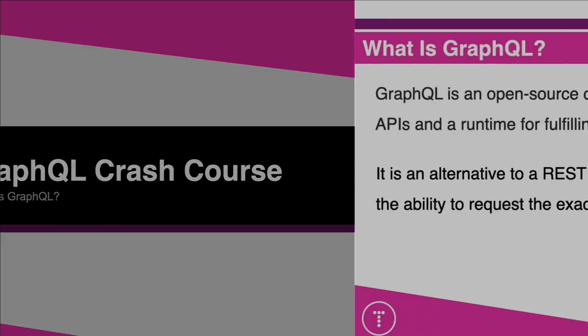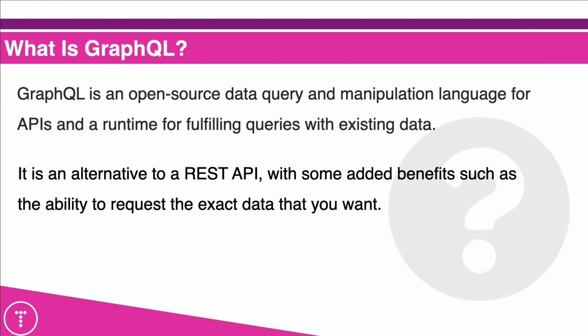All right, so what exactly is GraphQL? Officially, it's an open source data query and manipulation language for APIs, and it's a runtime for fulfilling queries with existing data. I know that's kind of a robotic definition, but you'll learn more as we go along, and it will make more sense. So it can be an alternative to a REST API with some added benefits, such as the ability to request the exact data that you want.